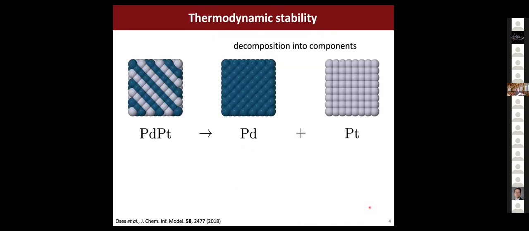Okay, so a question of whether we have thermodynamic stability. Here we have a mixture of palladium and platinum, so a mixture of blue and white atoms. And we want to ask the question: is this material stable, or is it going to want to decompose into its pure components, pure palladium and pure platinum? You can think of this as wanting to mix oil and vinegar when you create a salad dressing. This is dictated by the energetics of the system.